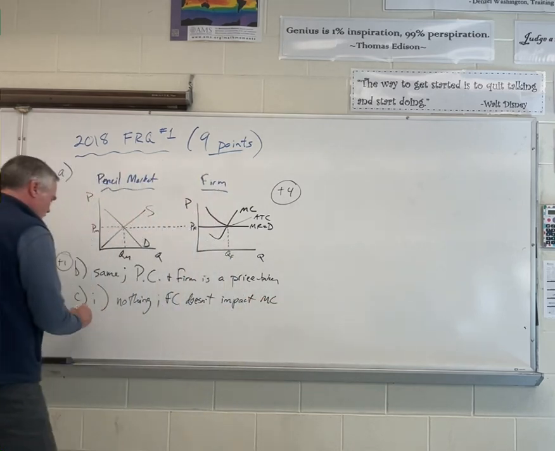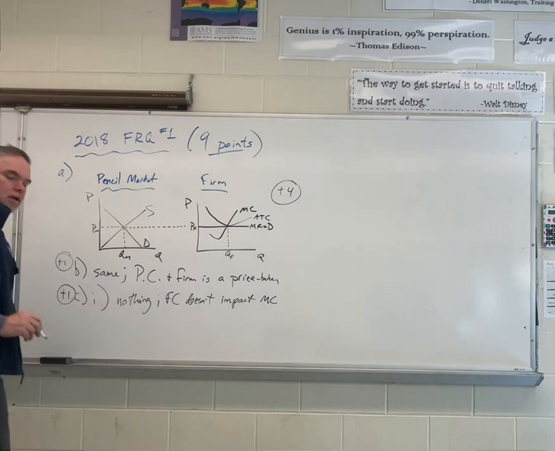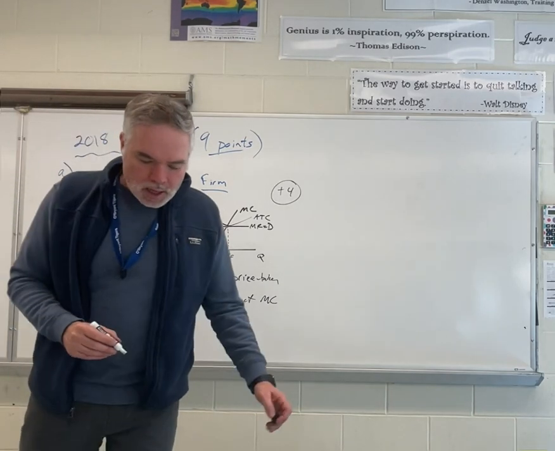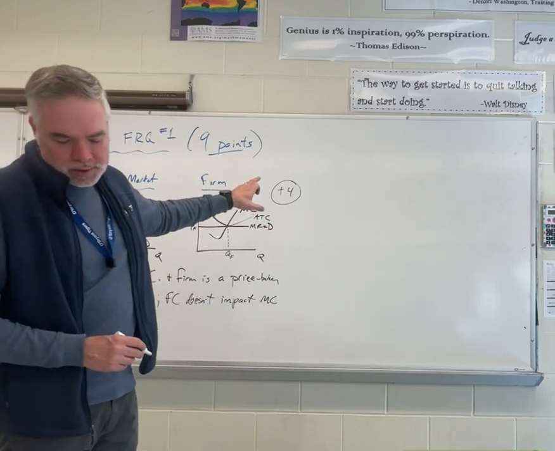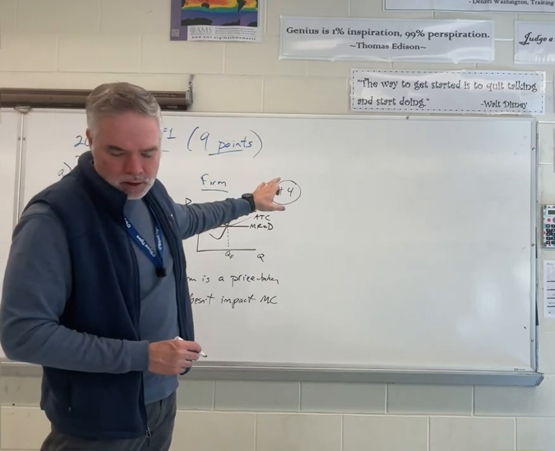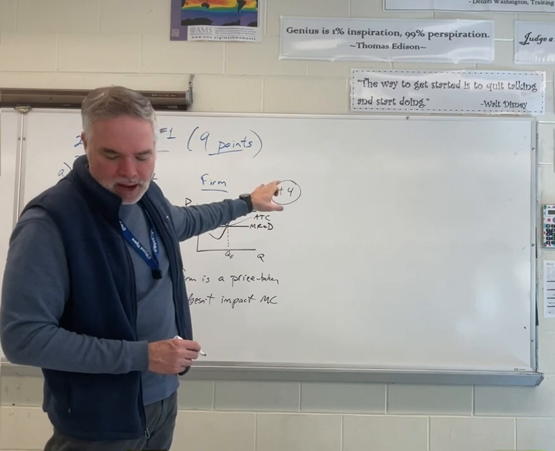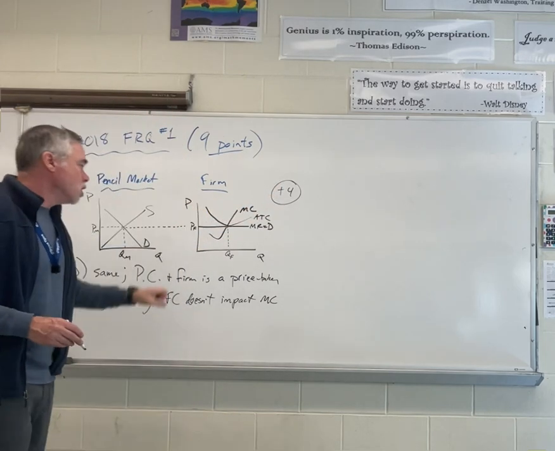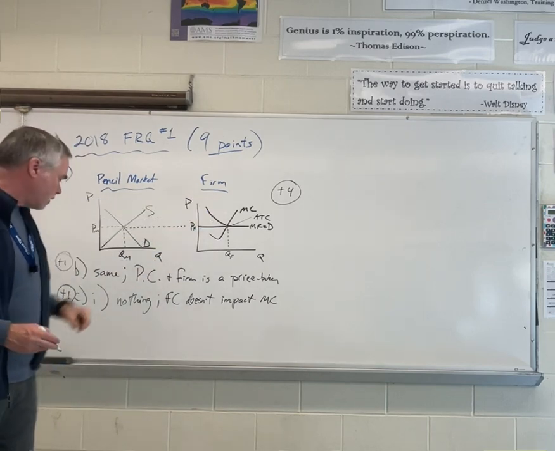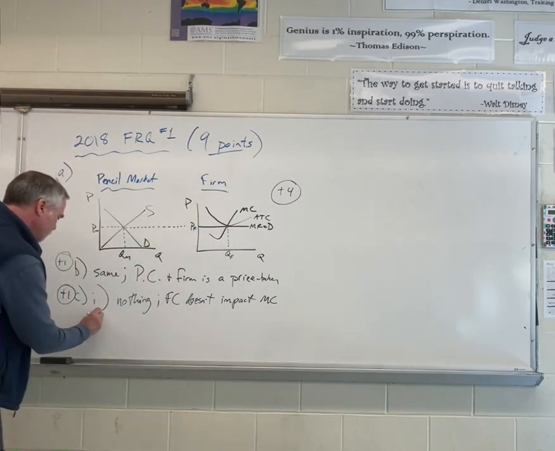Something along those lines will get you a point there for C1. C2 is asking you to add something on the graph. It's saying show the impact of the rent increase and completely shade the area representing the firm's profit or loss in the short run. So we need to add something to the firm side of the graph here for C2, right?